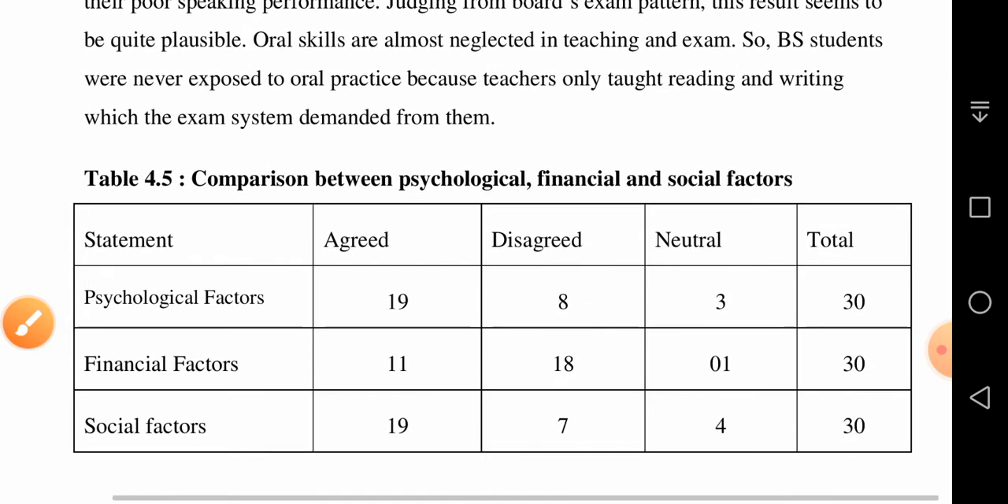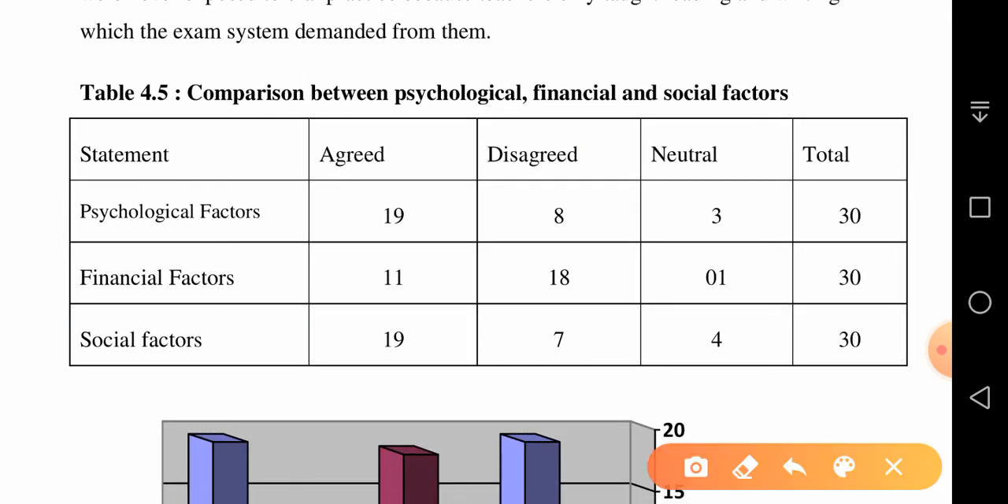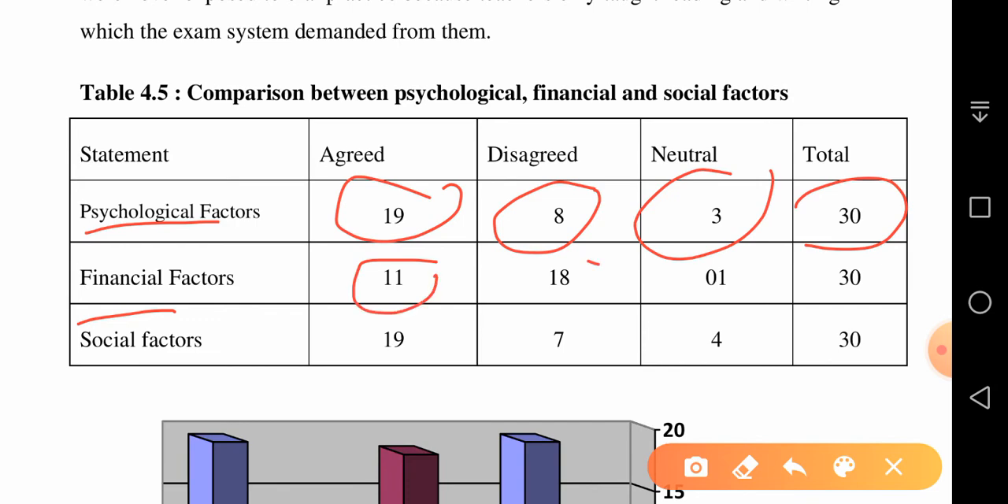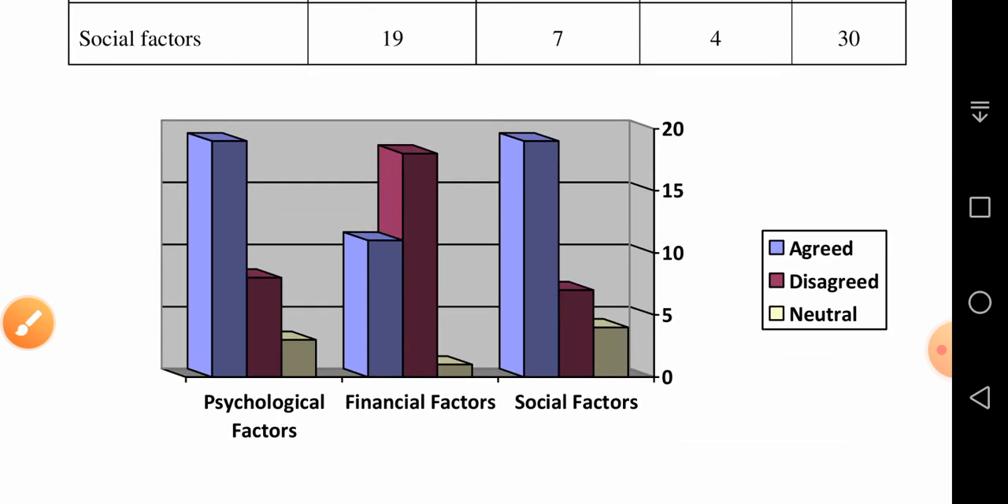Last comparison. This data is being presented according to the objectives set at the start of the study. Once I'm finished, I will read out the objectives and hypotheses. So whatever is being done in chapter 4 is as per your objectives and hypotheses. So now psychological factors: agreed 19, disagreed 8, and 3 stayed neutral. So there were 30 students. Financial factors: 11 agreed and 18 disagreed. Social factors: 19 agreed and 7 disagreed. So this data is presented here.